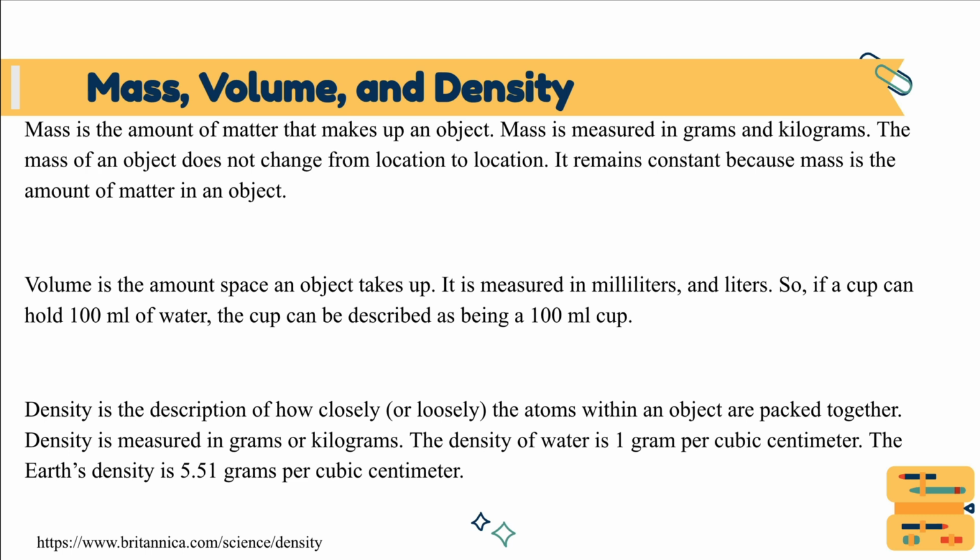Density is the description of how closely or loosely the atoms within an object are packed together. Density is measured in grams or kilograms. The density of water is 1 gram per cubic centimeter. The Earth's density is 5.51 grams per cubic centimeter.